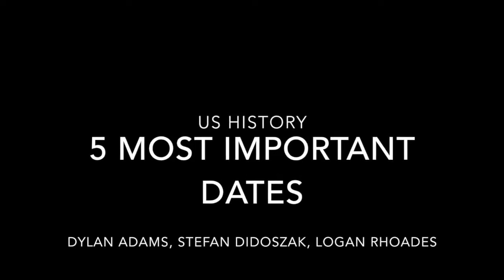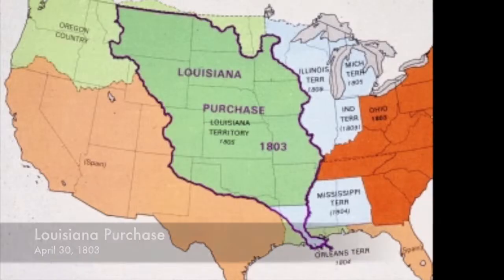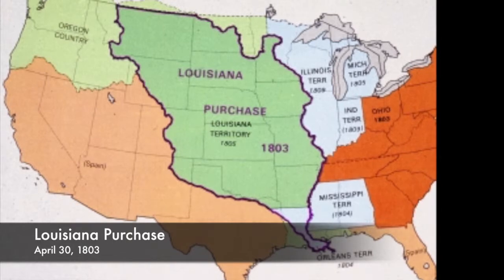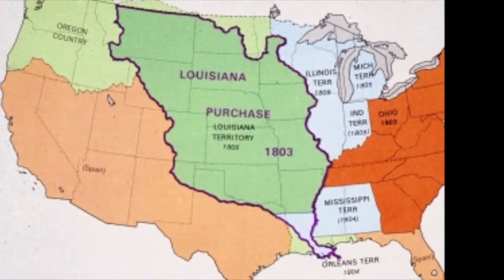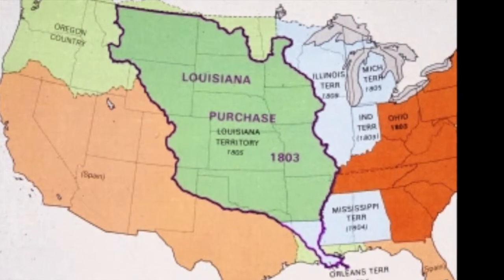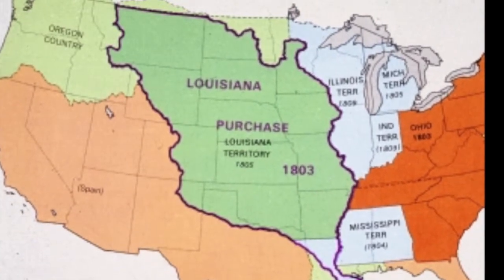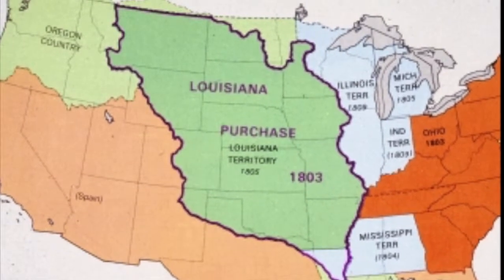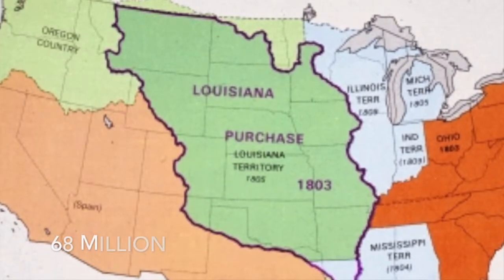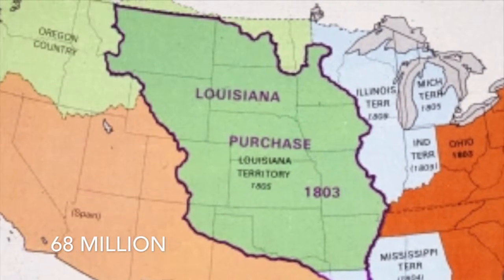U.S. History: 5 Most Important Dates. April 30th, 1803, Louisiana Purchase. The Louisiana Purchase was the acquisition of the Louisiana Territory by the United States from France in 1803. The U.S. paid France a total of $68 million for this territory.